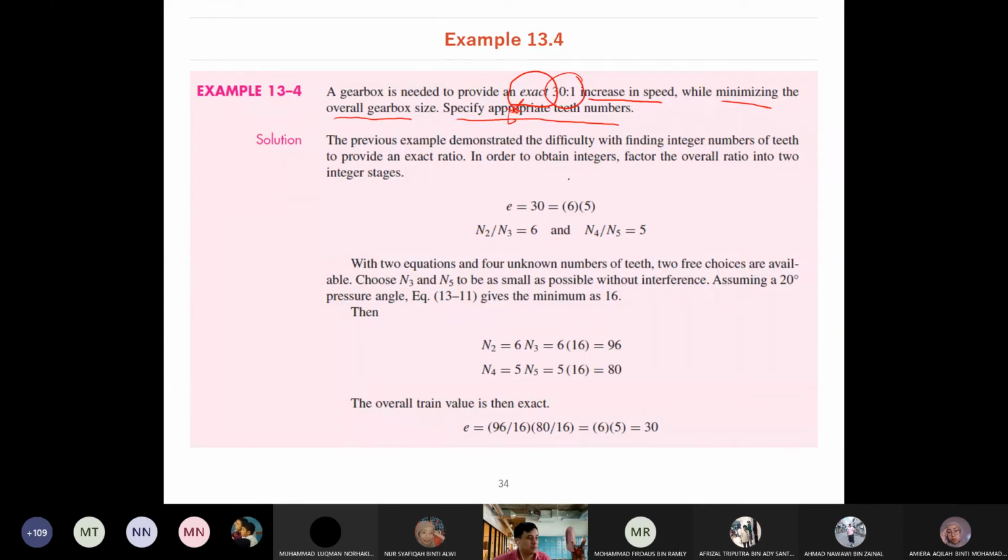Okay. So, bila awak dapat tu, that's why the example here, dia kata 5 darab 6. So, awak masukkan formula balik, you got N2 bagi N3 darab dengan 6, N4 darab dengan 5, then you know that the number of gear to avoid interference is 16. Kena more than 16. So, kita tahulah salah satu gear dia. Okay. Alright. So, awak selesaikan lah.